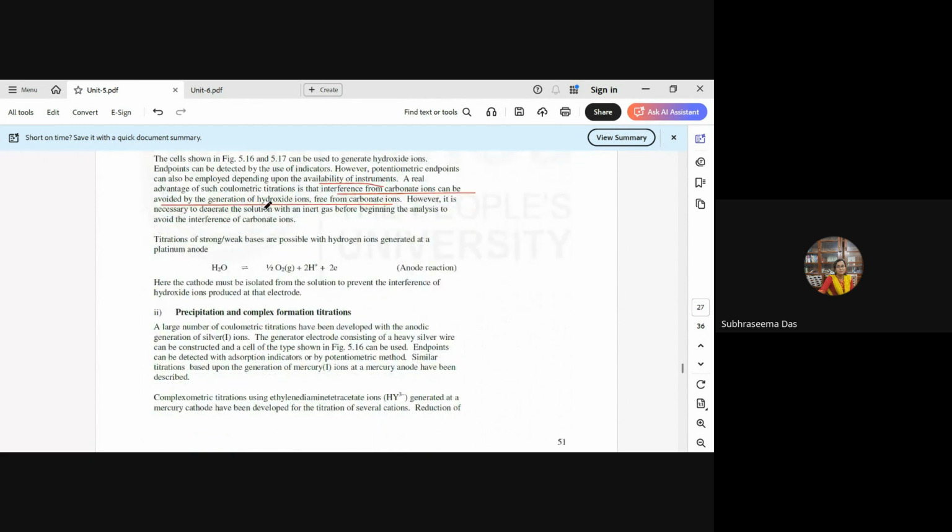However, it is necessary to de-aerate the solution with an inert gas before beginning the analysis to avoid the interference of carbonate ions. The titrations of strong or weak bases are possible with hydrogen ions generated at the platinum anode.